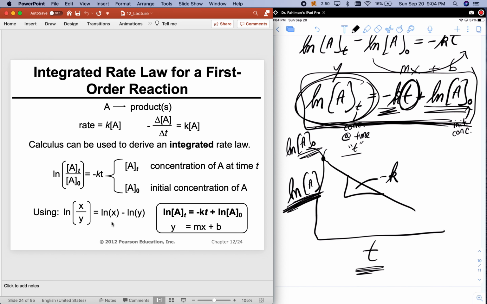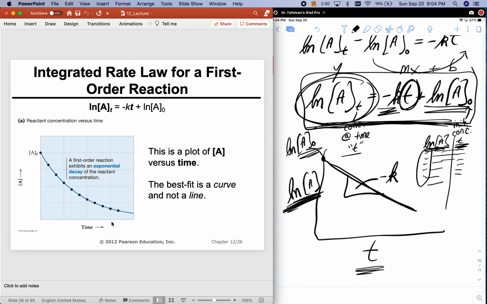You're going to do this in lab. We're going to use different concentrations, and as time proceeds, you're going to figure out what the concentration is. To plot it, you're going to take the natural log of all these, calculate them, and then plot the natural log of concentrations versus time. If it gives you a straight line, then you know that it's first order. So that's broken down for you here.